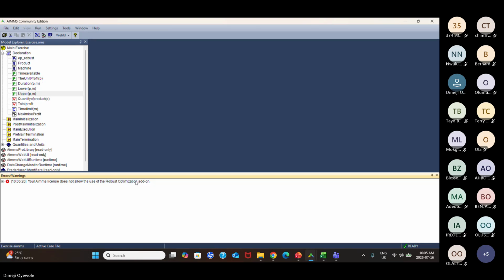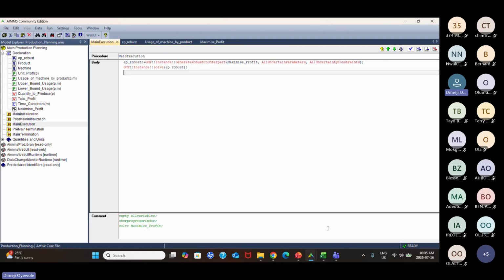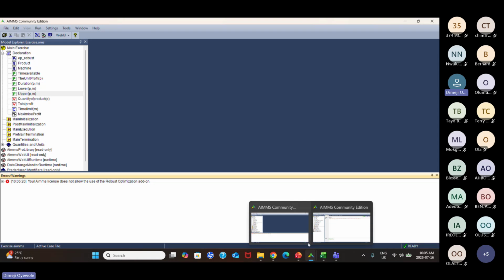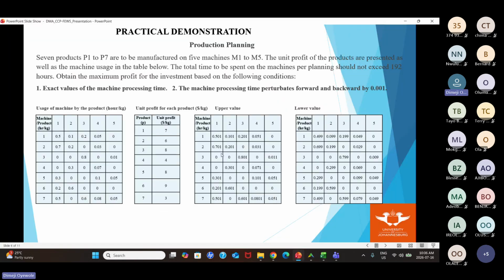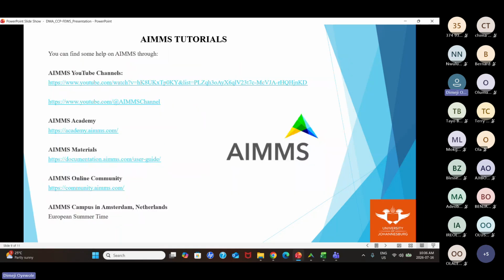And we can compare it to what was done earlier. So there are times that you will have the opportunity to model your robust counterpart normally on AIMMS. If your model is linear, it's very easy. But in some cases when you don't have that opportunity, you can just use the robust optimization add-on. In my slide, I have the solution and then the links that you can use to access the materials and also their videos on YouTube.